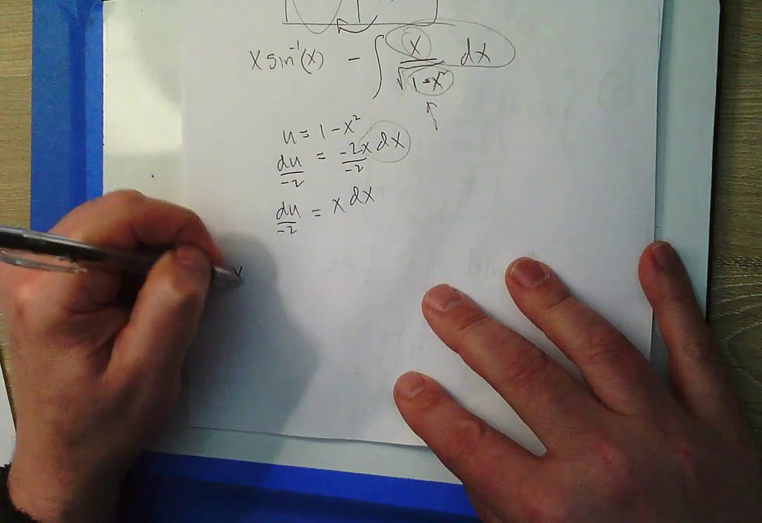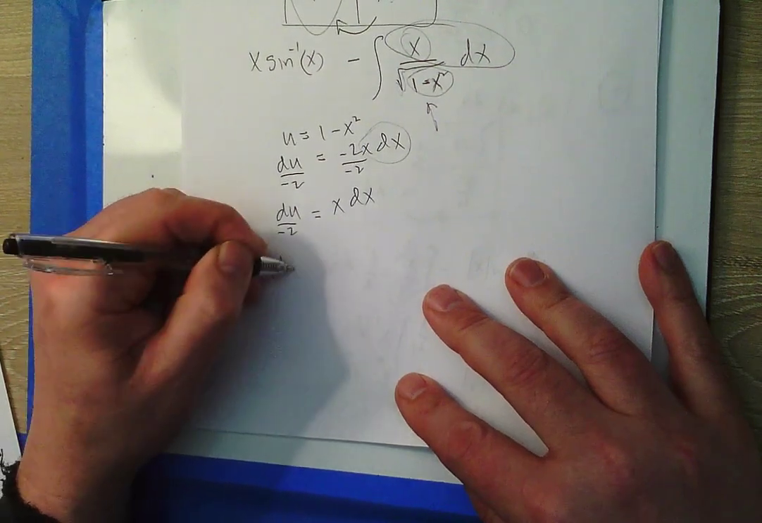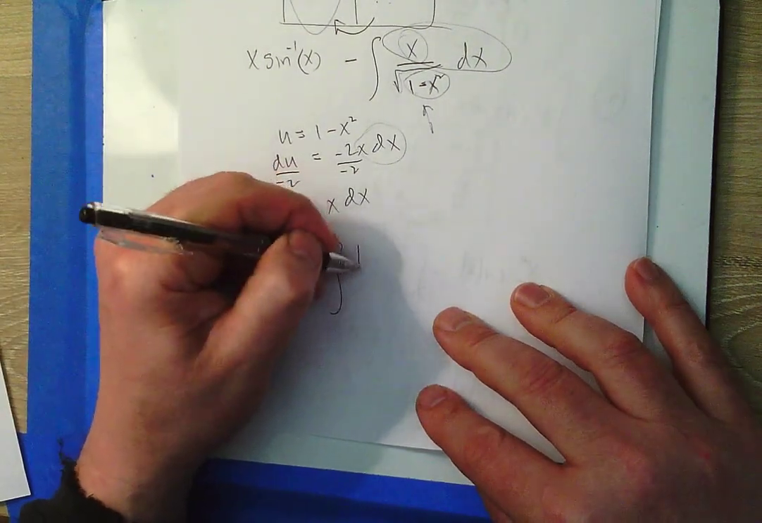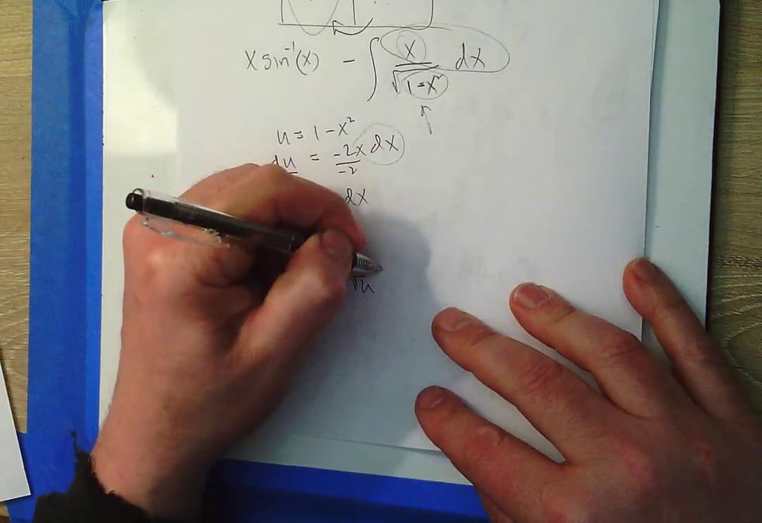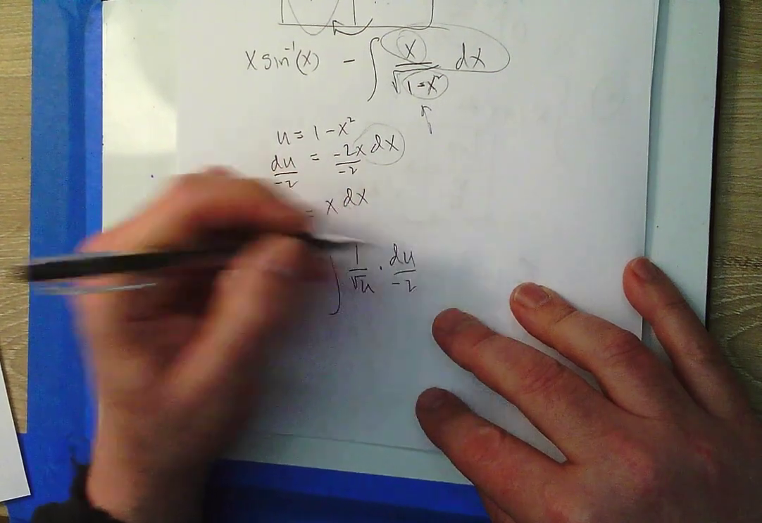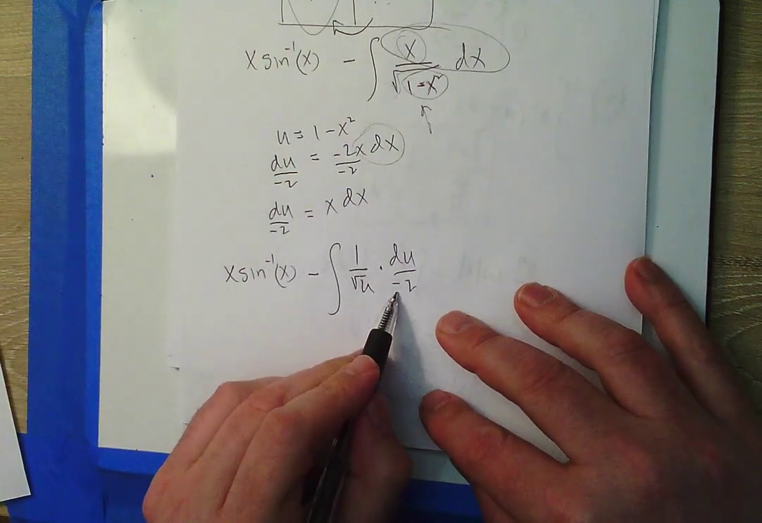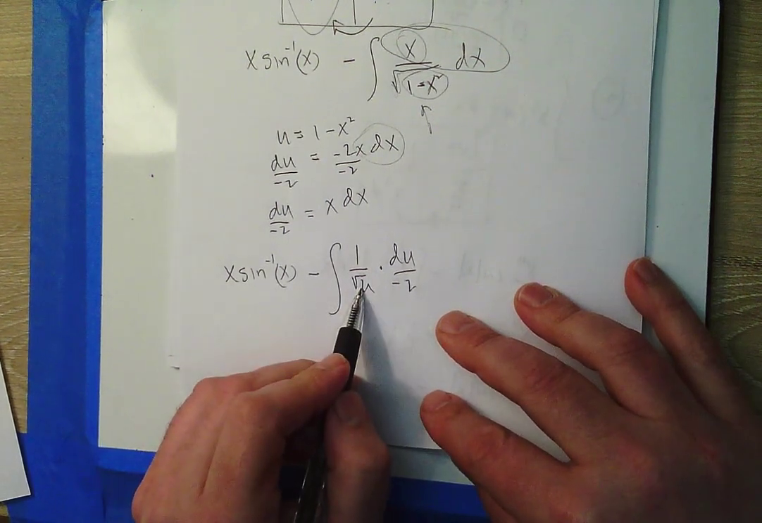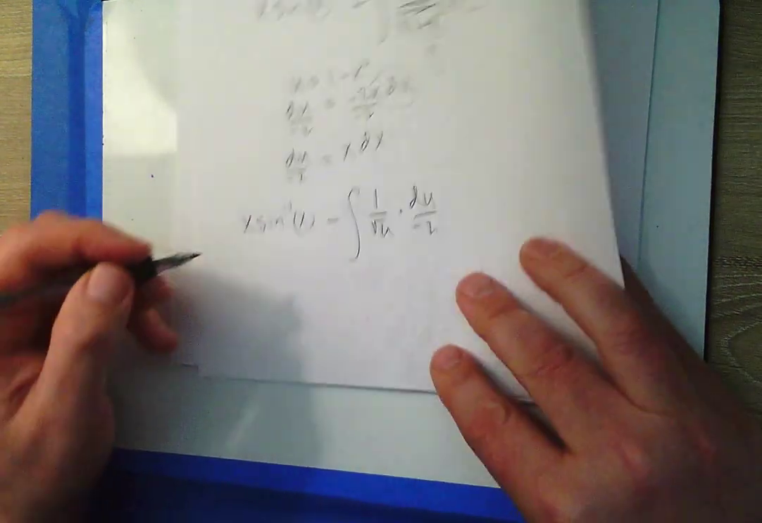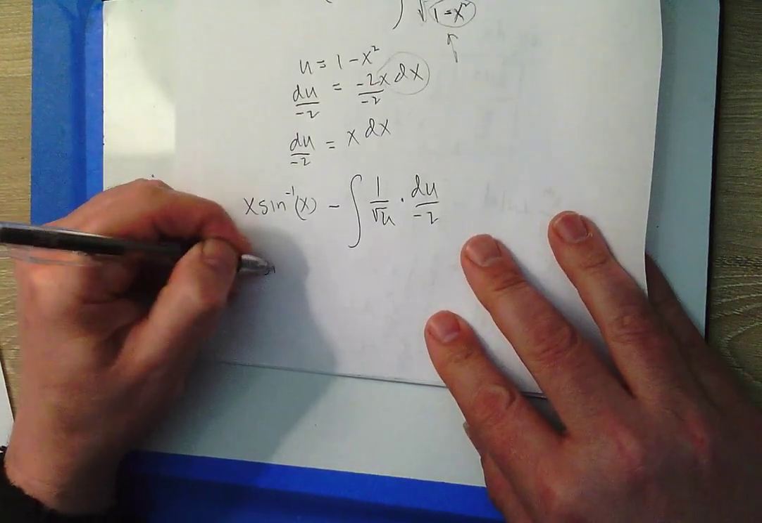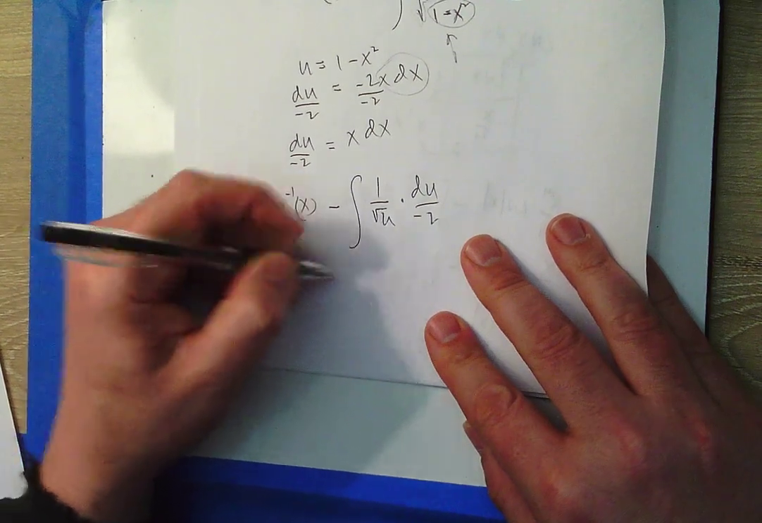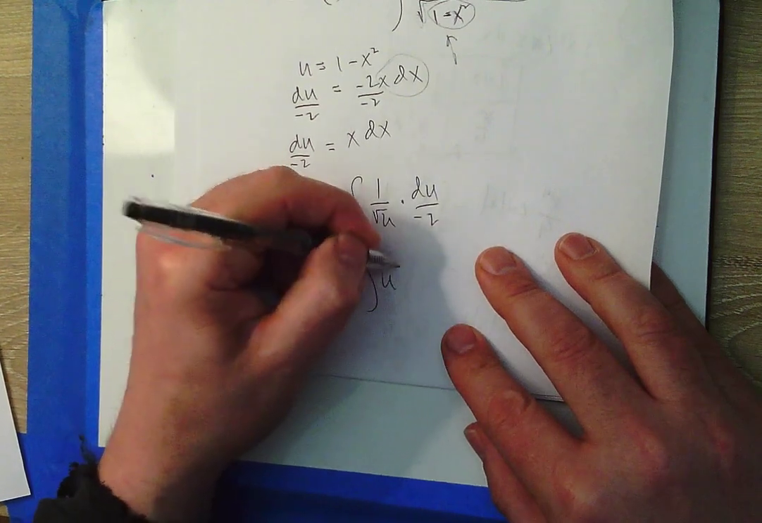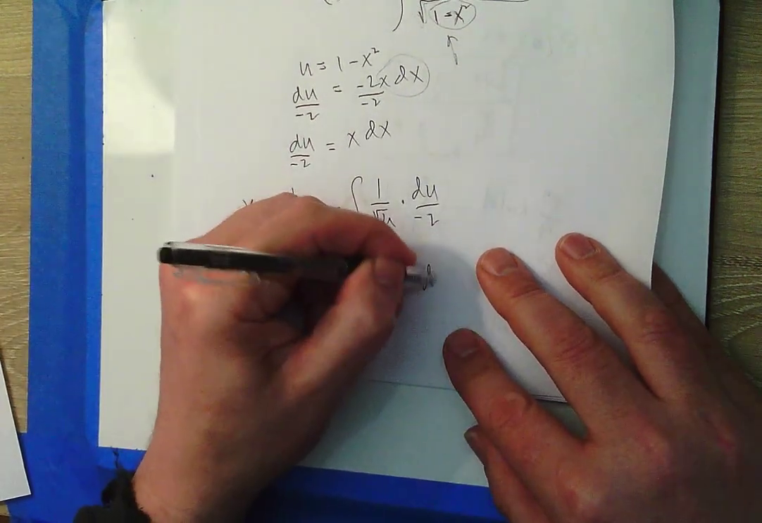So I can rewrite this as x inverse sine x minus the integral of 1 over square root of u du over negative 2. Well, I'm going to pull out this negative 1/2 to play with this negative out here, and I'm going to rewrite this with rational exponents. So I'm going to have x sine inverse x plus 1/2 integral u to the negative 1/2 du.